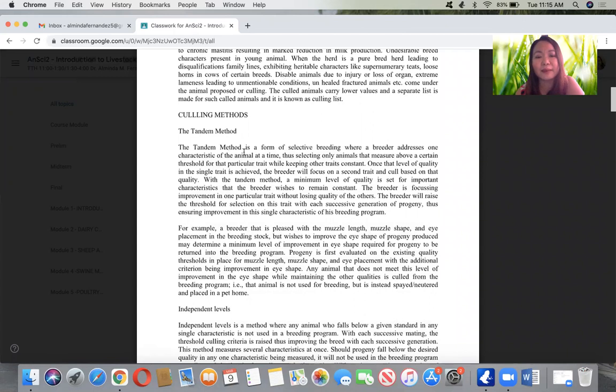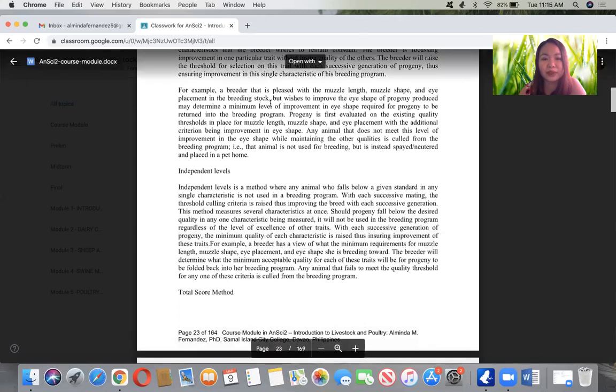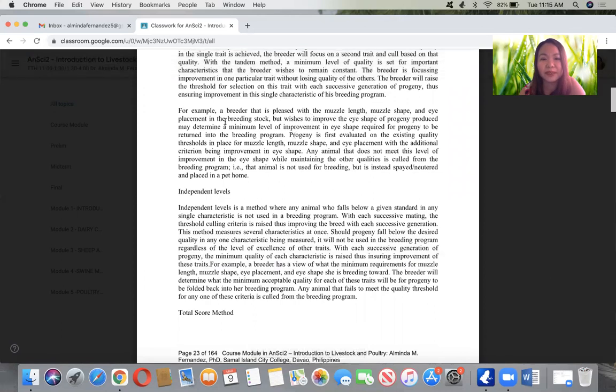So the tandem method of culling is a form of selective breeding where a breeder addresses one characteristic of the animal at a time. You select only animals that measure above a certain threshold for that particular trait while keeping other traits constant. For example, if the breeder is pleased with the muzzle length, shape, and eye placement in the breeding stock, but wishes to improve the eye shape of progeny produced, they may determine a minimum level of improvement in the eye shape required for progeny to be returned into the breeding program.